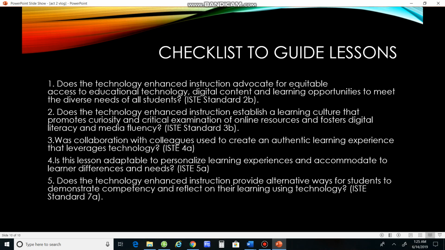So I think this checklist would definitely be useful, and it definitely guides technology in the right path in the classroom, and at the same time adheres to the ISTE standards.